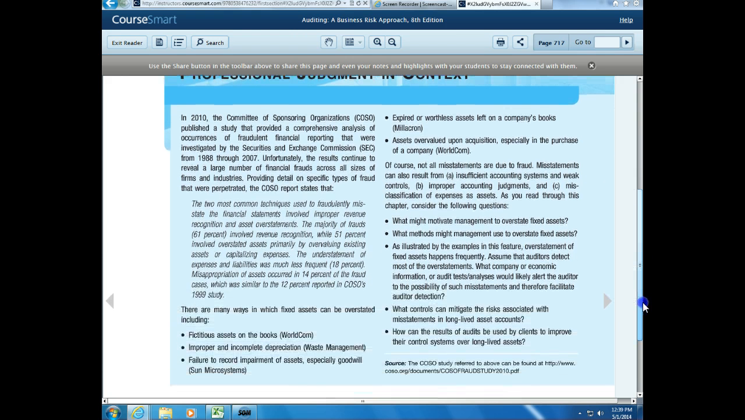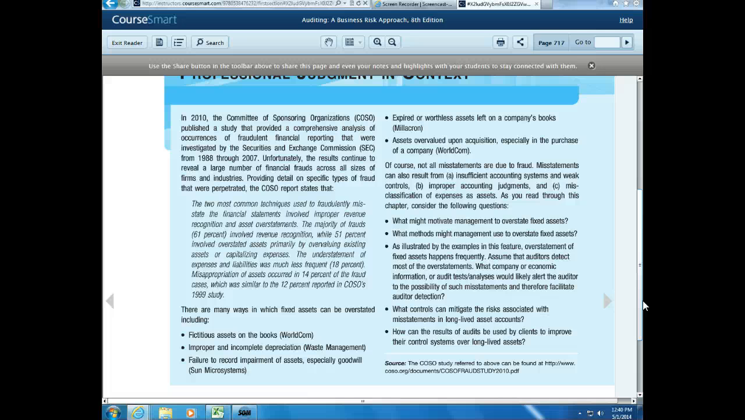In 2010, the Committee of Sponsoring Organizations published a study that provided a comprehensive analysis of occurrences of fraudulent financial reporting that were investigated by the SEC between 1988 and 2007. The results continue to reveal a large number of financial frauds over all sizes of firms and industries. Providing detail on specific types of fraud, COSO reports the two most common techniques used to fraudulently misstate the financial statements involve improper revenue recognition and asset overstatement. The majority of frauds, 61%, involved revenue recognition, while 51% involved overstated assets. The understatement of expenses and liabilities was much less frequent.